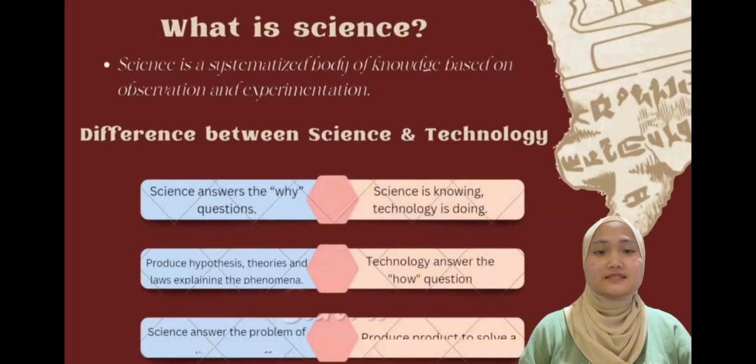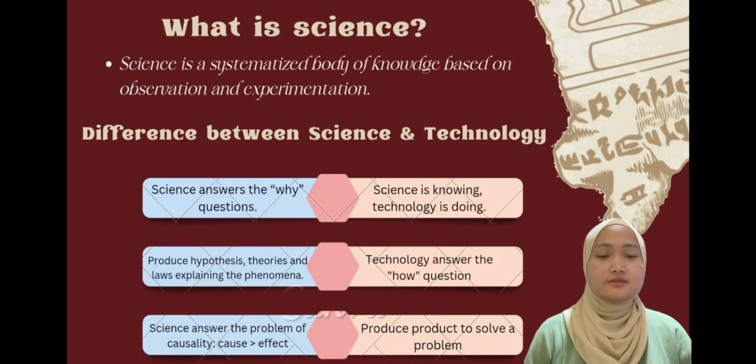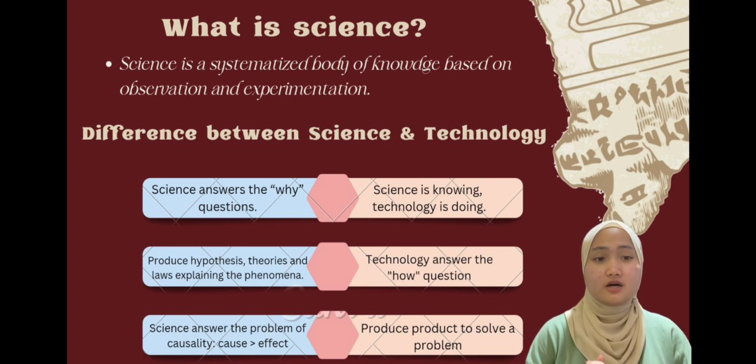What is science? Science is knowledge based on observation and experimentation. It is a branch of science that studies natural phenomena and their laws. It is different from art and technology. Science answers the question of why a phenomenon occurs, while technology answers the question of how to solve it.